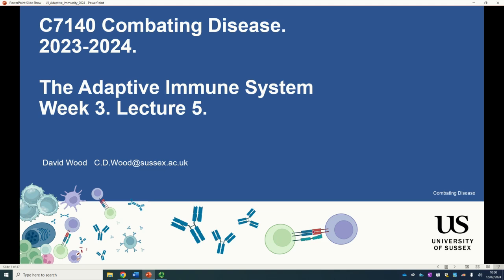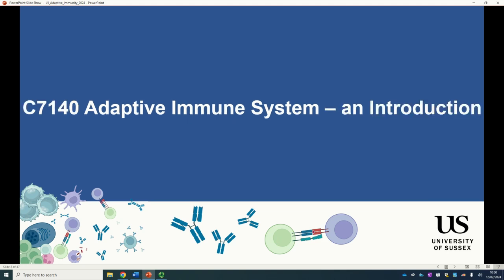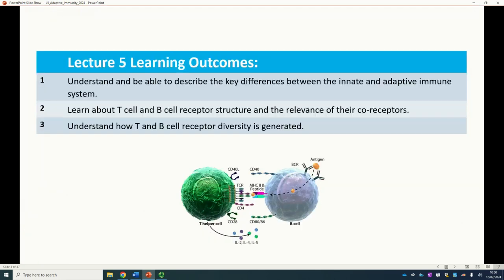So obviously in the last few weeks we've been looking at the innate immune system. So what we're going to do now is move on to have a look at the adaptive immune response. And today we're going to focus on an introduction to the B cell receptor and the T cell receptor and have a look around those sorts of things.